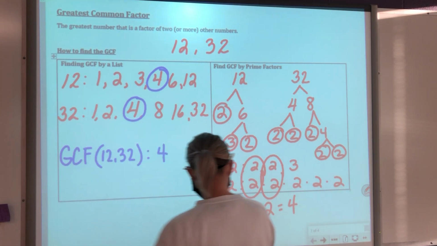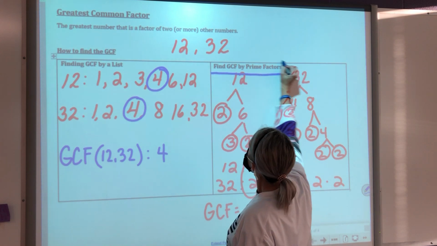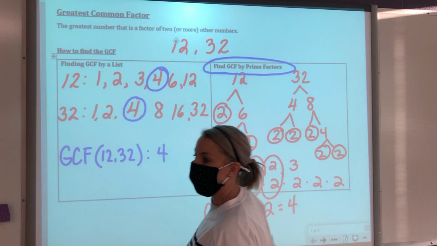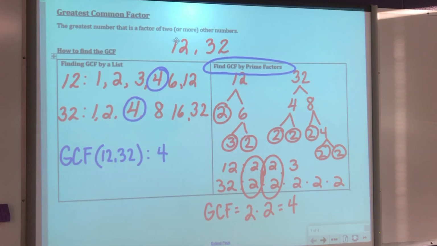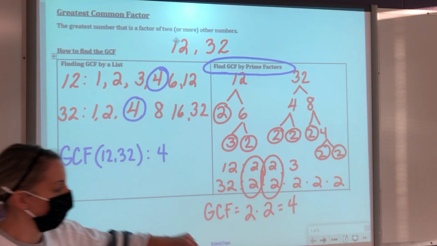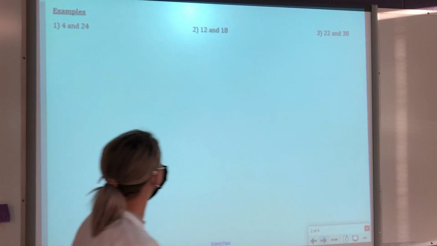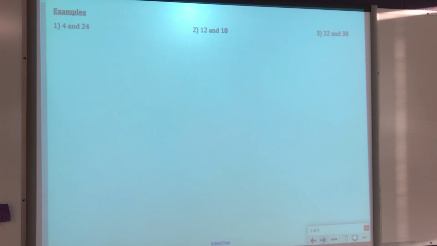This is our method. That's our method. Okay? And you'll understand when we turn our paper over why this is our method and why this is the better method. Okay? So let's go ahead and practice with our numbers.